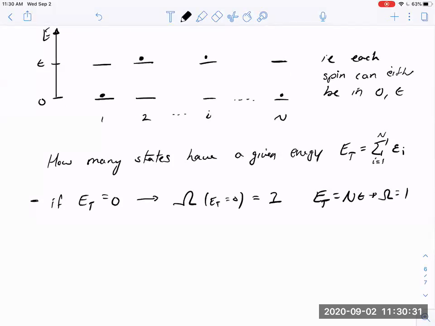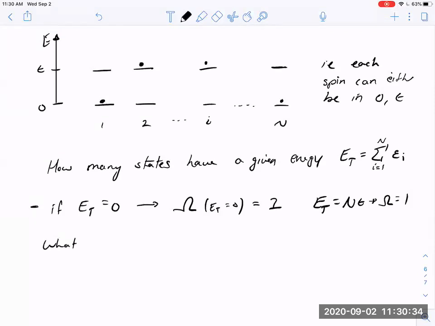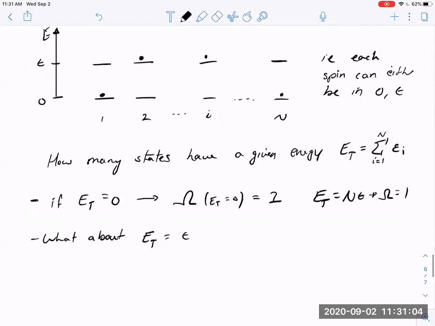All right, what about something in between? What if we ask for the total energy to be epsilon? Well, for a spin to have energy epsilon, it needs to be in its excited state. For the total system to have a total energy of epsilon, that means that only one particle can be excited, but any one of those particles could be excited, which means that there are n ways that that can happen.